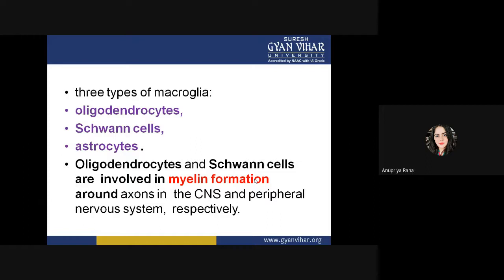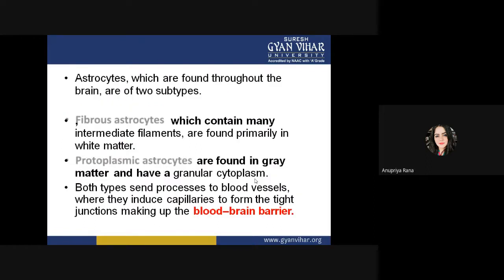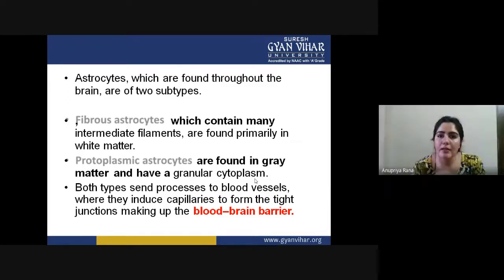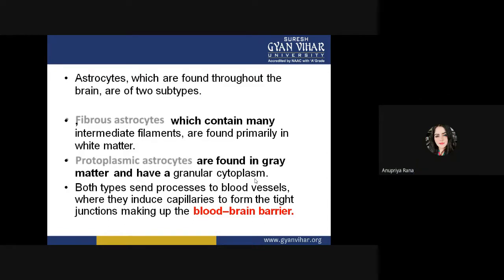They are present in the gray matter and the white matter of the brain. The astrocytes are found throughout the brain. So they do not have a specific location like our Schwann cells and oligodendrocytes, which are located in a specific kind of nervous system. The astrocytes are just present throughout our brain.